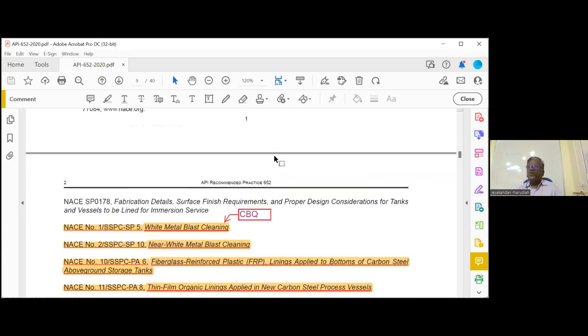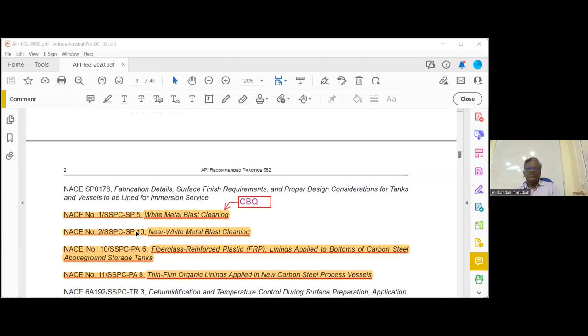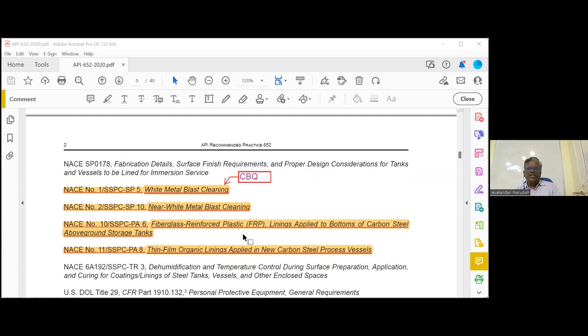So, how to clean the surface for lining? Generally, it needs a white metal blast cleaning. White metal blast cleaning is covered in NACE No. 1 / SSPC SP5. This is page number 2, a closed book question. Or sometimes at least near white metal blast, SP10, we have to follow. Then FRP linings are covered in SSPC PA6 and PA8 thin film organic linings are covered. These standards are also referenced in the main code.